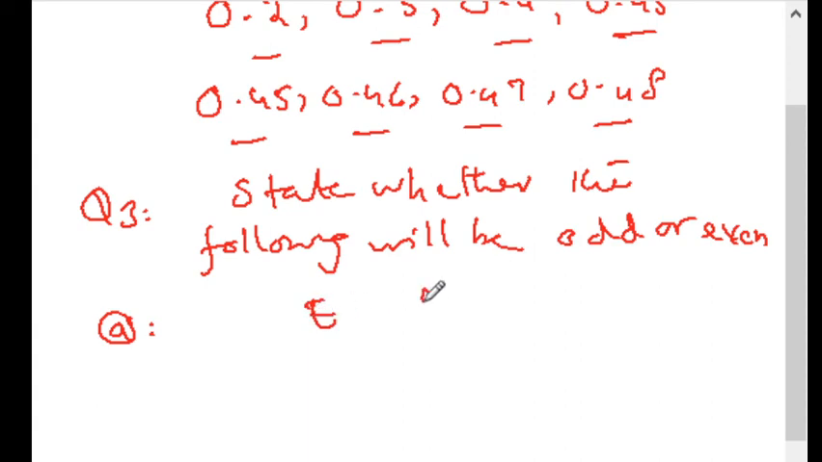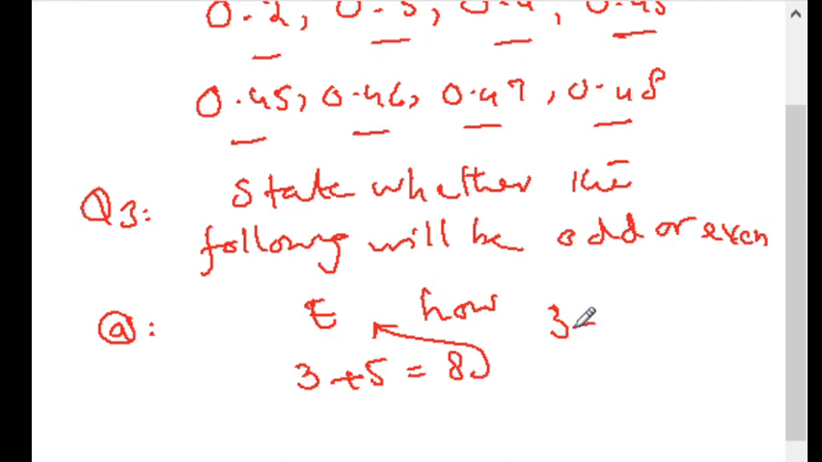Let's check it. Sum of 2 odd numbers. Look at the odd number 3 and the odd number 5. If we add them, we get 8, which is even. Similarly, 3 plus 7, both are odd. If we add them, we get 10. 10 is even. If we take 5 plus 11, we get 16. 16 is even. So the sum of 2 odd numbers is always even. First part is even.